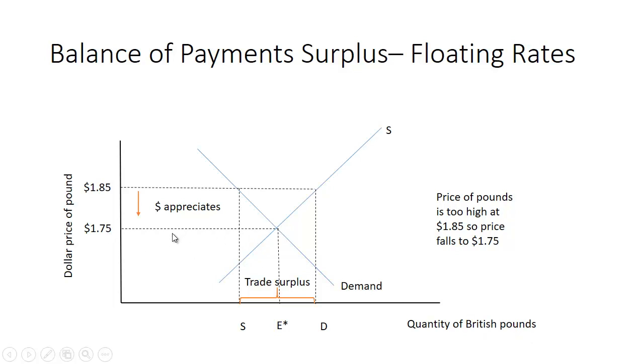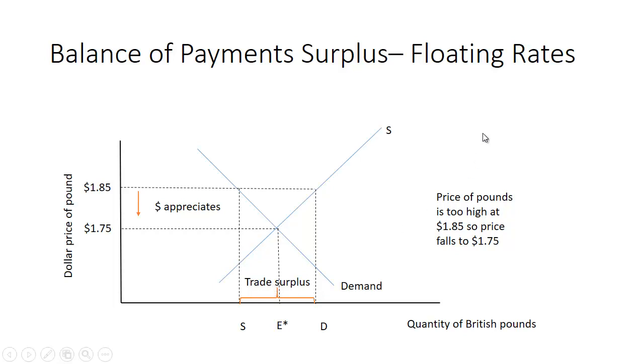Right? In this case, the dollar appreciates. An appreciating dollar makes British goods cheaper in the U.S. and makes U.S. goods more expensive in Britain, and therefore you eliminate the trade surplus.